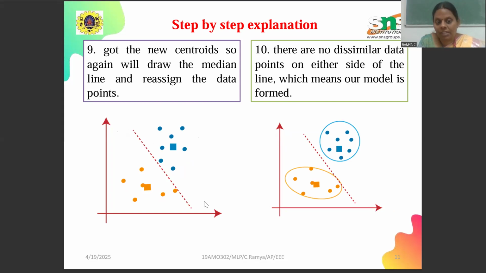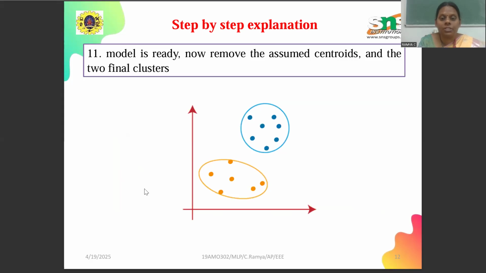Once we do this refining process by means of the new centroid, there are no dissimilar data points on either side, which means our model is formed. That is what I explained in the 10th point: there are no dissimilar data points on either side. So this is the final clusters we are going to obtain. This is the final point, that is, the model is ready.